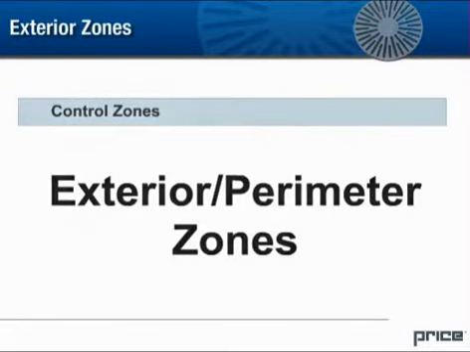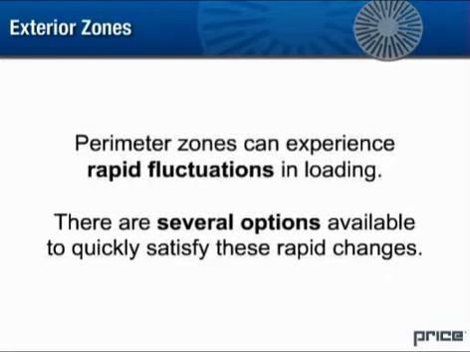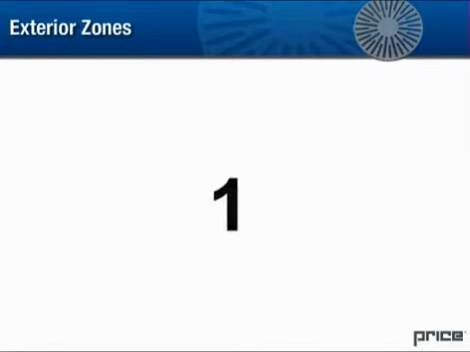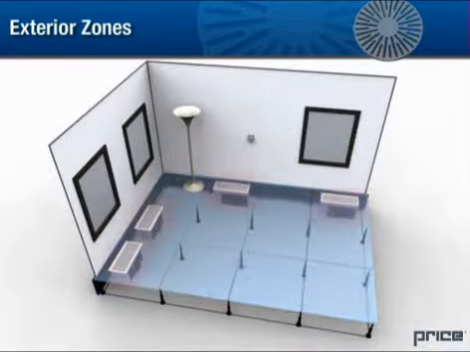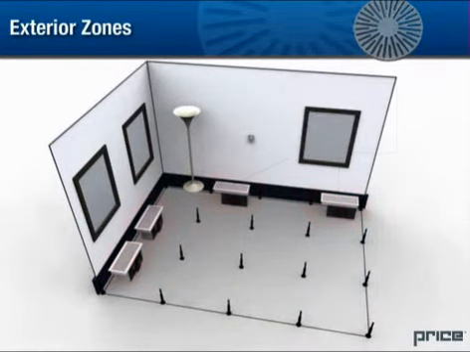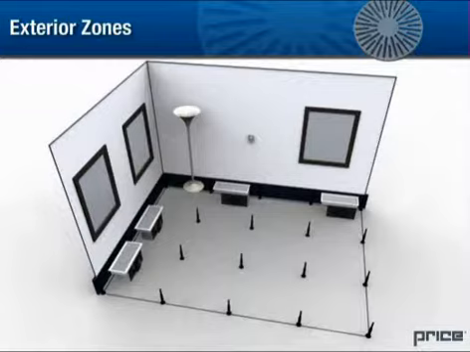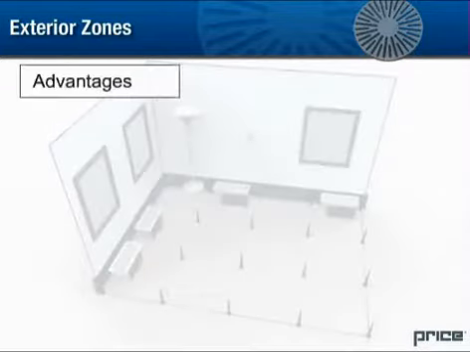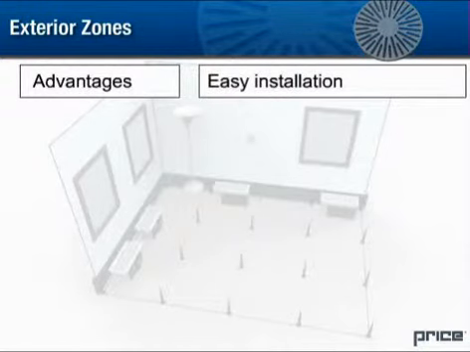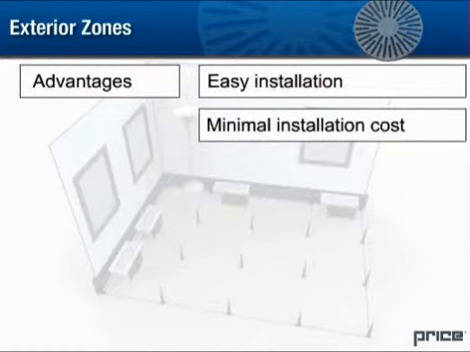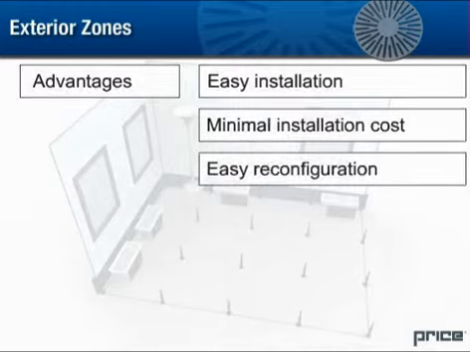Exterior perimeter zones. Perimeter zones can experience rapid fluctuations in loading. There are several options available to quickly satisfy these rapid changes. 1. Linear variable volume air outlets, model LFG-VC, are installed along the perimeter. These air outlets are controlled by a thermostat located in the zone, modulating the opening and closing of dampers found in each diffuser to satisfy the cooling load. Advantages with this option are easy installation, minimal installation cost, and since there's no ducting, easy reconfiguration.